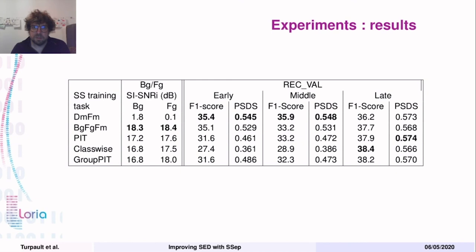We can also notice that early and middle integration fail to improve compared to the baseline. And the final aspect is that even with sound separation trained specifically on DCASE, we have performance that does not match the performance obtained with the sound separation trained on dry FUSS. So this probably means that we have a mismatch between the sound separation and the sound event detection datasets, and also probably some generalization problem.